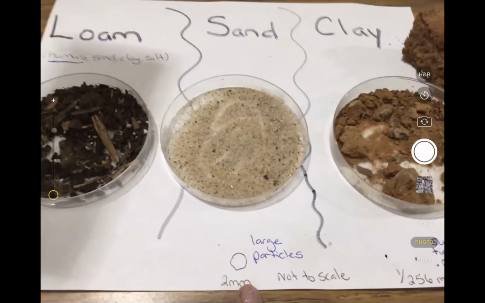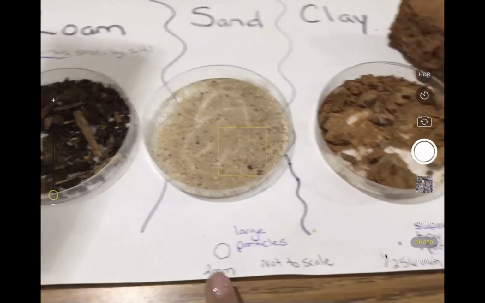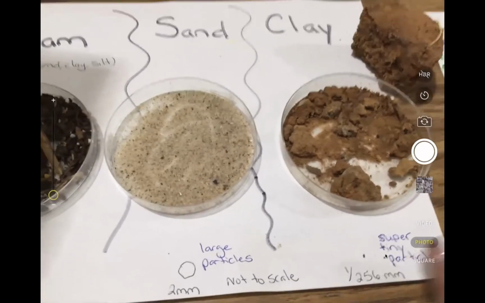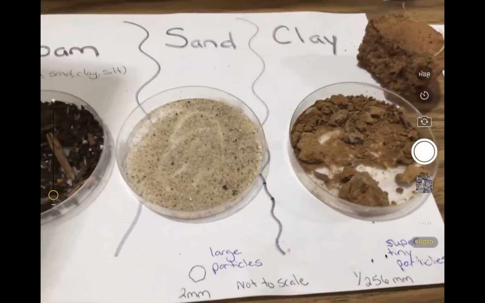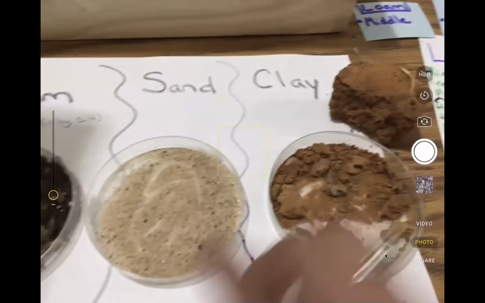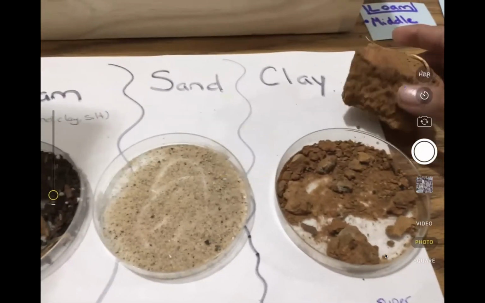And compare that to sand. Sand is 2 millimeters. So they are actually rather large particles. Now keep in mind, my little drawings of these dots here are not to scale, but just know that clay has super, super tiny particles. And then here's a big clump of clay as well. So do you think you can make sand and loam form these big clumps like clay has?